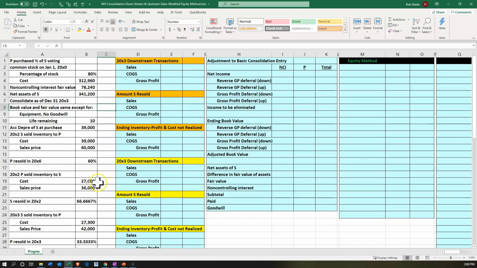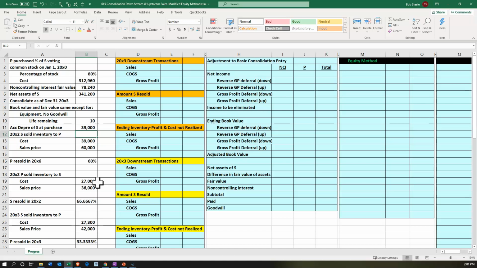Then the book value and fair value are the same except for equipment. So there was equipment that has a difference, and we're going to kind of back into the difference in the equipment. We'll figure out what exactly that is. It has a 10-year useful life, so we will have to deal with depreciation for the four years since 20X0 for the added value of the equipment. Then the accumulated depreciation at the point in time of purchase of that equipment was $39,000.